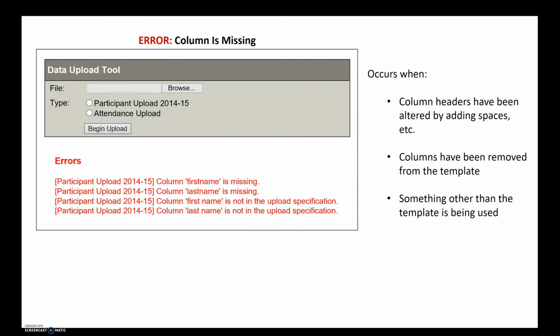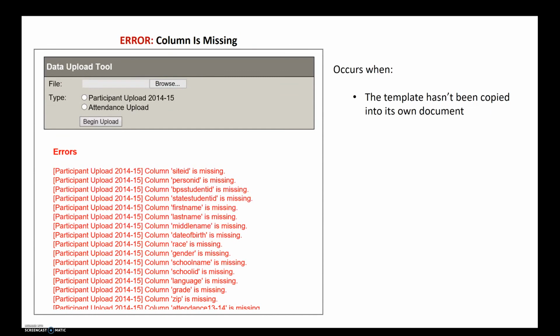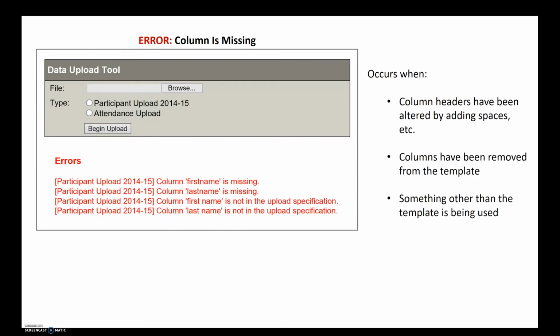And then, again, as I said, if something other than the template is being used, so if you're trying to upload something straight from your own database or from your own Excel documents, this is another really popular error that you can get. It can also look like this, where you basically just have a list of red that says that all these columns are missing. So those are all the most common errors.